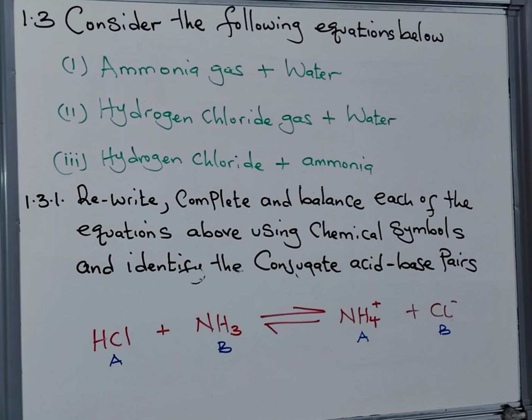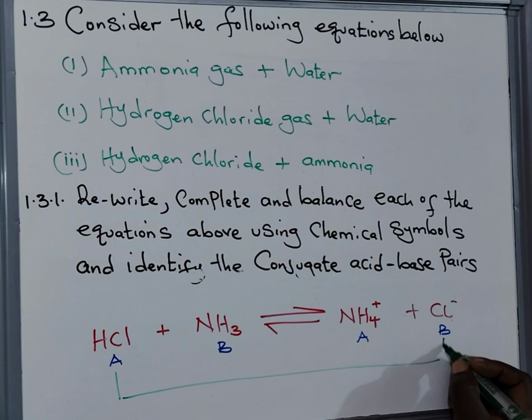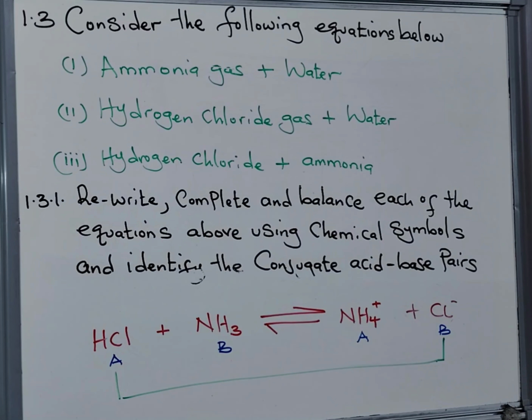Now when you come to identifying acid-base pairs, what do you do? You need to know that the difference between an acid and its conjugate base is 1H possessed by the acid. And the difference between a base and its conjugate acid is 1H possessed by the acid. So an acid has an extra H. So when you look at these two, the difference is 1H here, this one. So these two are conjugate acid-base pairs.